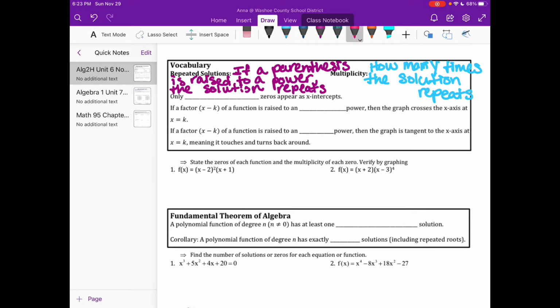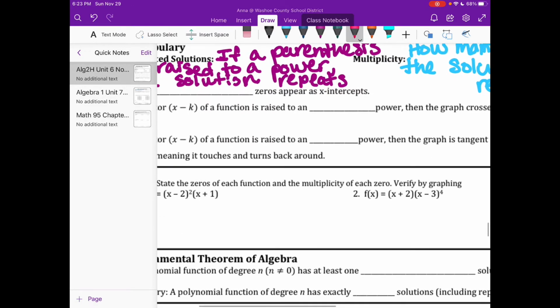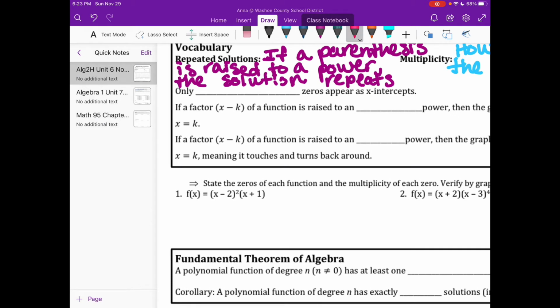Now we kind of talked about zeros in the graph, right? In the graph, the zeros were the x-intercepts. But in day 7, I think we talked about imaginary versus rational and real and stuff. Only the rational or the real zeros are going to appear as the x-intercept. So if you have an imaginary solution, you're not going to see it in your graph. It's going to be above the axes, or you're just not going to see it.